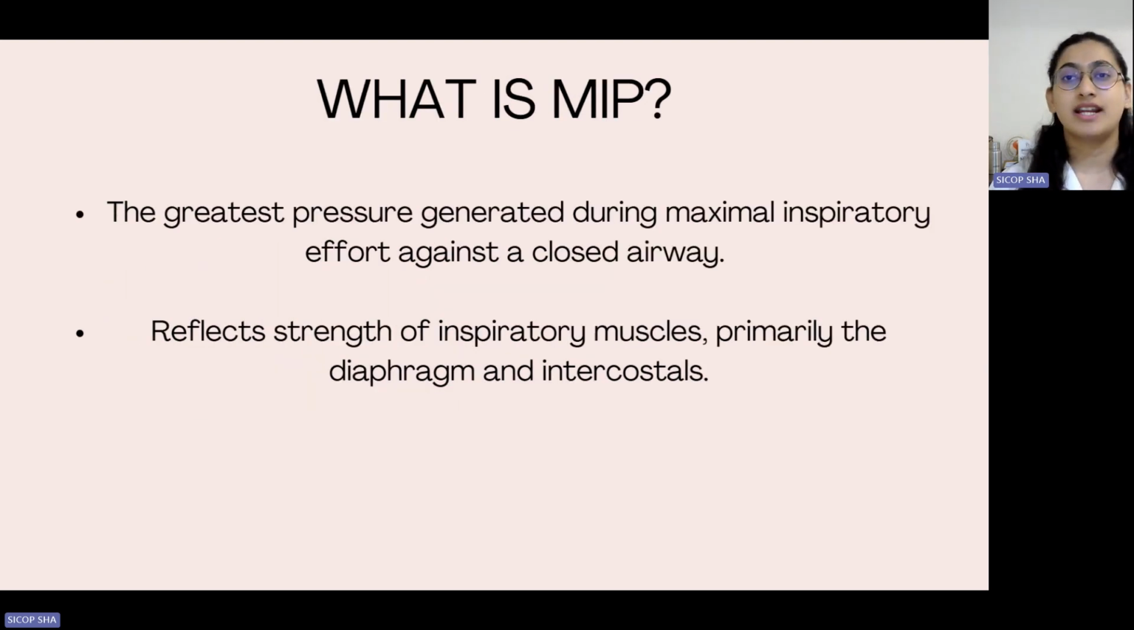So let's start by understanding what is MIP. The greatest pressure that is generated during maximal inspiratory effort against a closed airway is called maximal inspiratory pressure. It indirectly reflects the strength of the inspiratory muscles, primarily the diaphragm and the intercostal muscles.